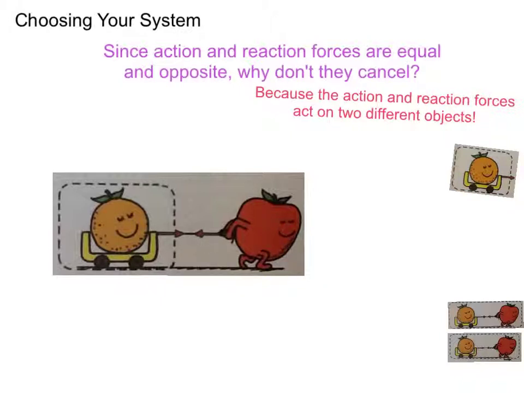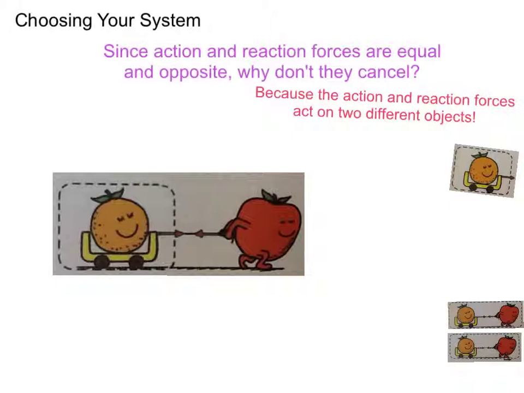Newton's third law tells us that the orange and wagon pull back on the apple just as hard as the apple pulls on them. The force on the orange provided by the apple is not canceled by the reaction force on the apple. The orange still accelerates because we're considering just the orange and wagon here as our system.